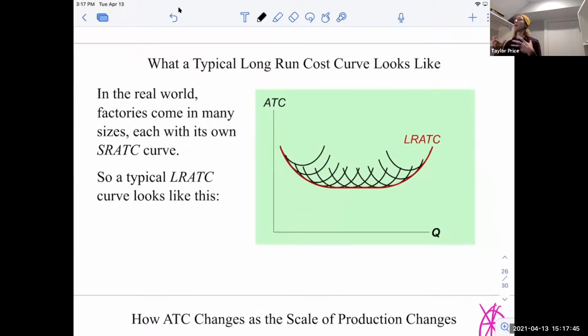So a long run cost curve is usually going to look something like this. Basically like a bathtub shape, or like a really stretched out U. Firms have multiple short run average total cost curves, and you can see that here. Each one of these little black curves is a short run average total cost curve. And we just combine all of those together to see the lowest point. And the lowest point is usually going to give us a shape like that, a bathtub U shape.